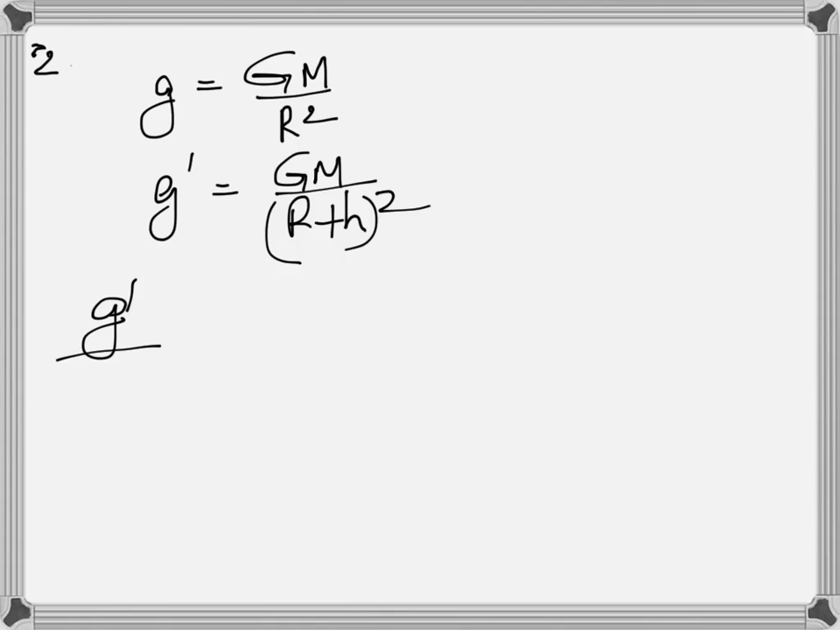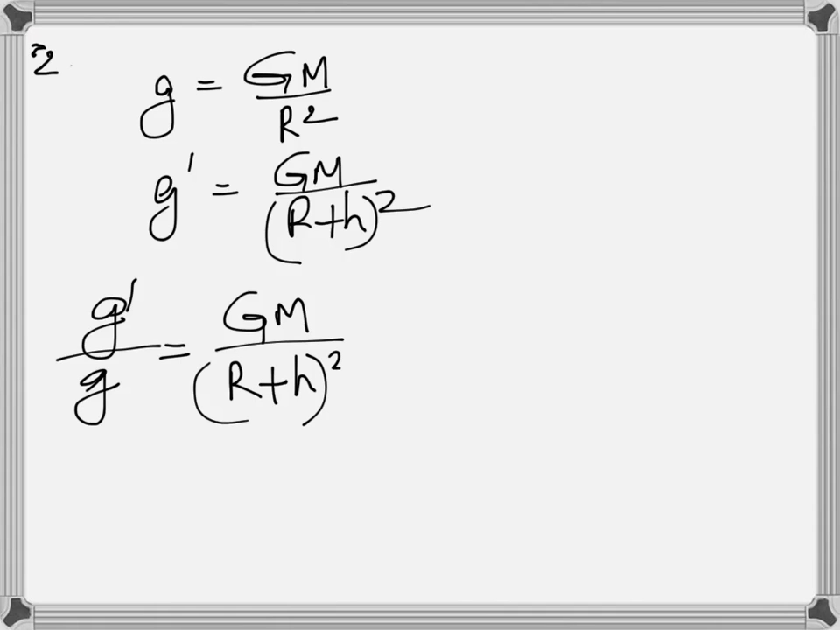Okay, so g is GM by r squared, g prime is GM by (r plus h) the whole squared, correct? And I'm going to divide. When I divide, what terms are going to get cancelled? Now you have to stop and listen. Come on. g prime by g is GM by.